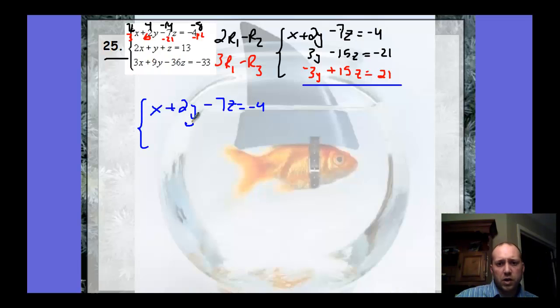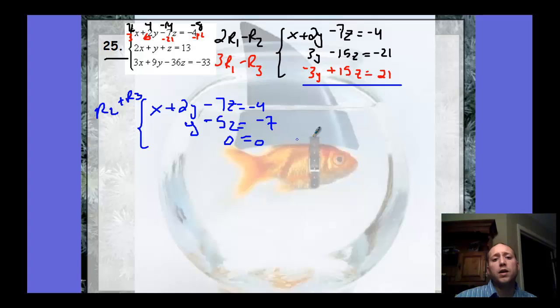So I still need to go through and divide by 3, so I get y minus 5z equals -7. And then this bottom equation, when I've gone through and added R2 plus R3, I get 0 equals 0. And it means there's infinite solutions, but we're not totally done here.